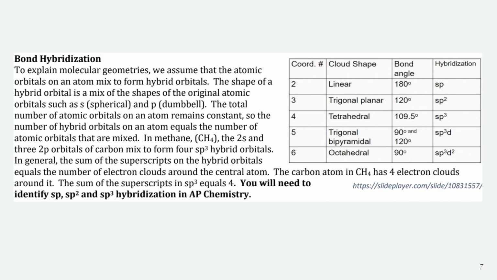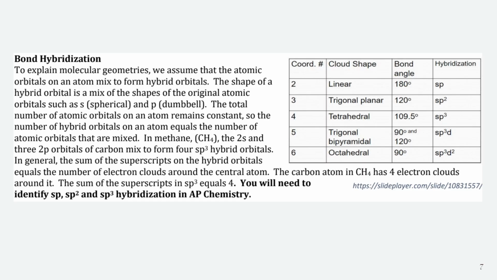So, bond hybridization. To explain molecular geometries, we must assume that the atomic orbitals mix to form hybrid orbitals. The shape of a hybrid orbital is a mix of the shapes of the original atomic orbitals, such as s, spherical, and p, dumbbell. The total number of atomic orbitals on an atom remains constant, so the number of hybrid orbitals equals the number of atomic orbitals that are mixed. For example, in methane, the 2s and 2p orbitals of carbon mix to form 4 sp3 hybrid orbitals.